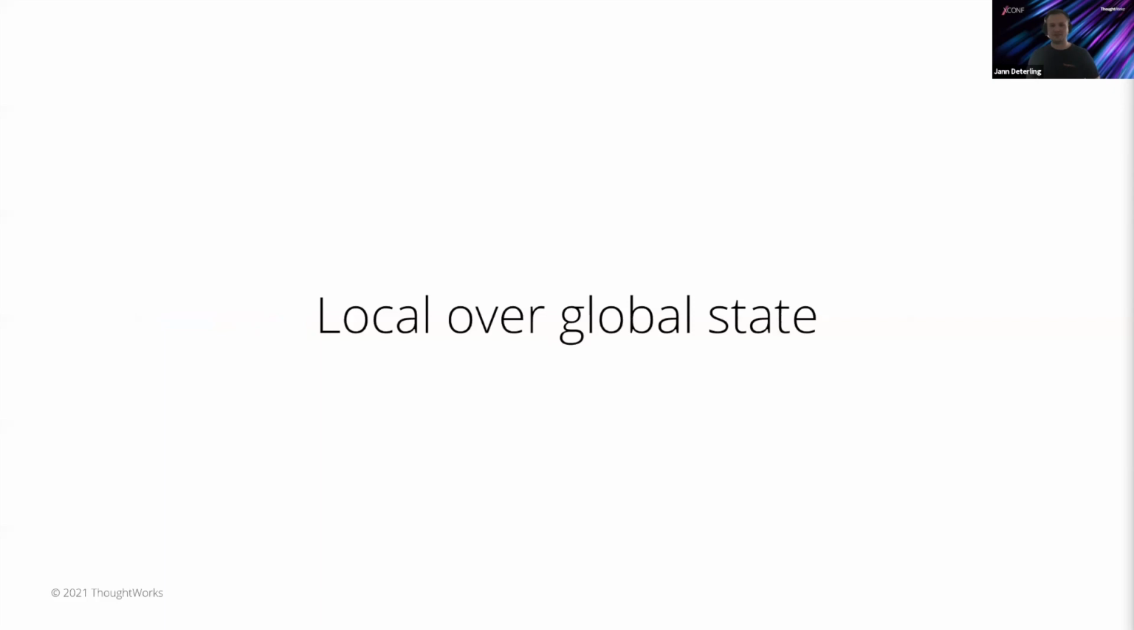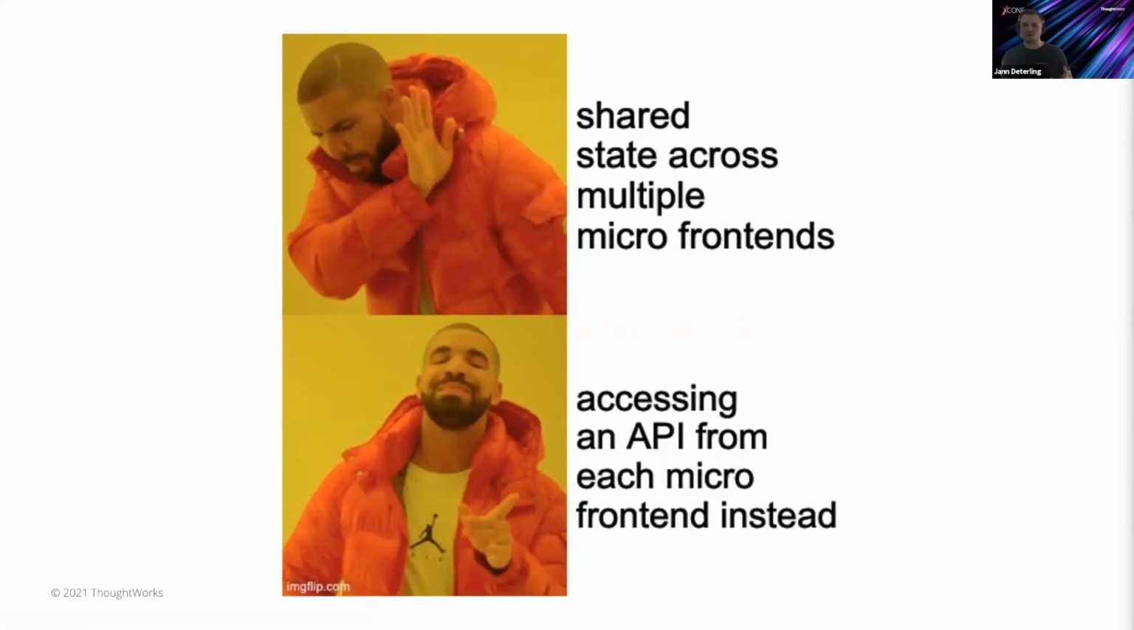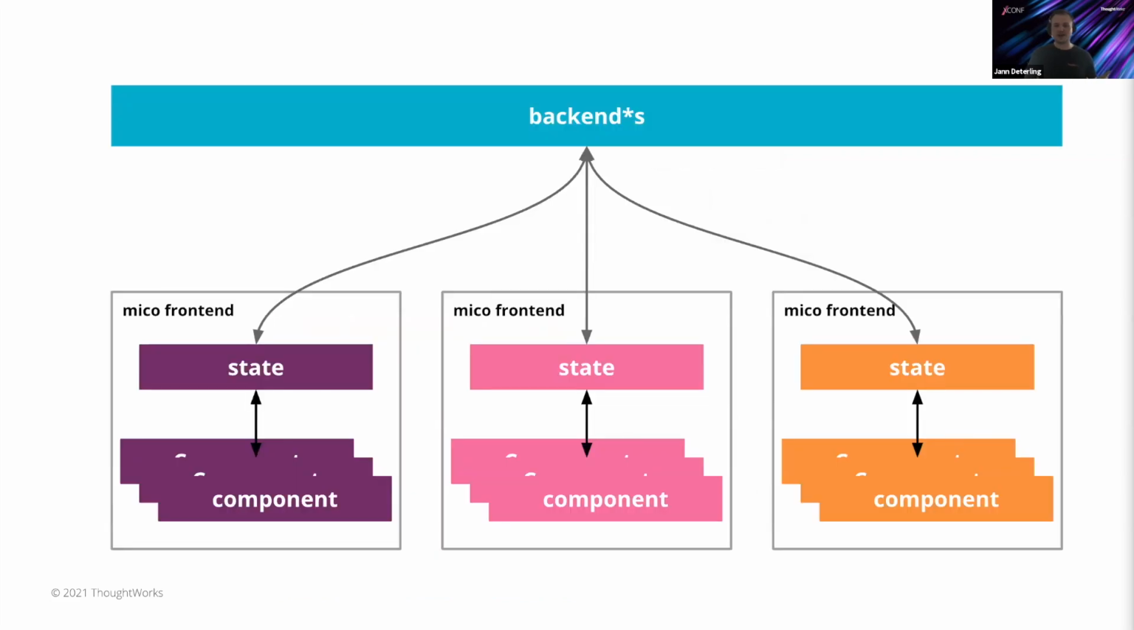The first statement that we want to bring is we want to use local state over global state, because for us, it makes it way easier to access an API instead of going through a shared state across multiple micro-frontends. And in an ideal world, our micro-frontends would look like that in the end, that we have one state for one micro-frontend, which is then interacting between the components, and the micro-frontend sync their state with our backends, because that makes it for our application very easily.